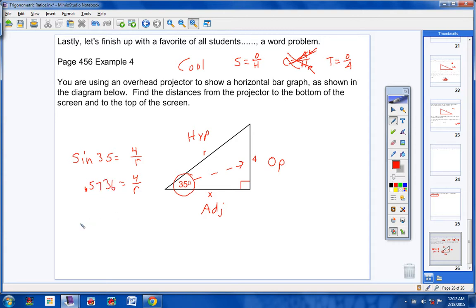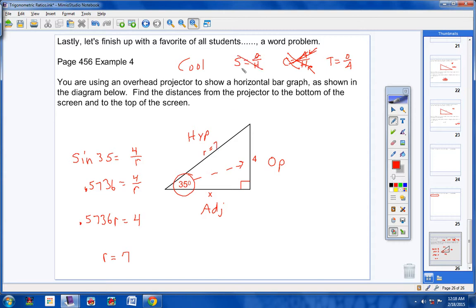Now, multiply both sides by R. 0.5736 R equals 4. Now divide both sides by 0.5736. So with your calculator, type in 4 divided by 0.5736. If you do that correctly, you're going to get 6.97. So I'm going to round that to 7. So there's the length of R. R is 7. Pretty cool.